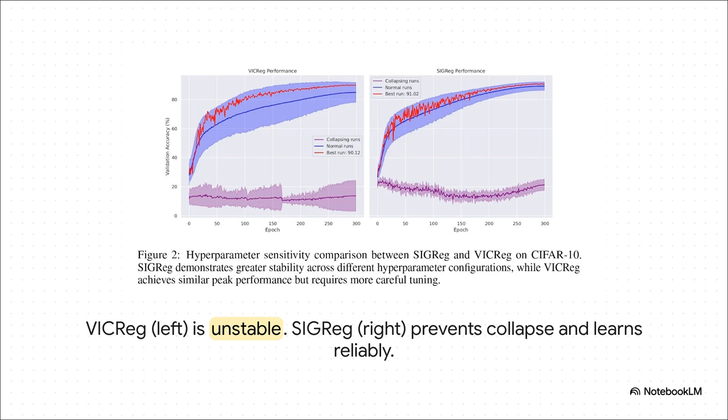On the left, you've got a method called VicReg. See that wide purple band down at the bottom? Yeah, those are all the training runs that completely failed. They collapsed. But look at the chart on the right, using a method called SIGREG. It's incredibly stable. That purple band is almost totally gone, which means the model learns successfully way more often.